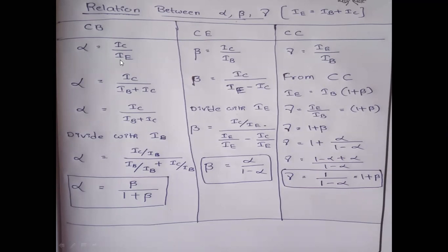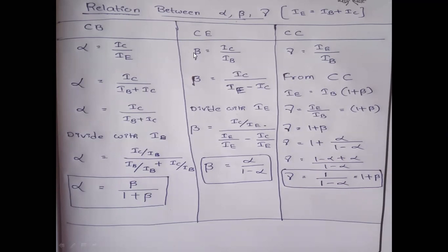Alpha equal to IC by IE. Please replace this IE with IB plus IC. You will get like this. Divide numerator and denominator with IB. You will get alpha equal to beta by (1 plus beta).